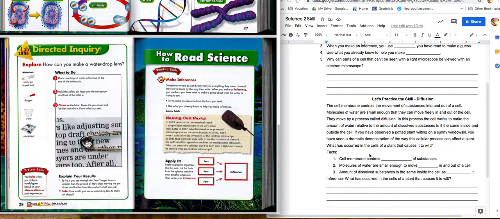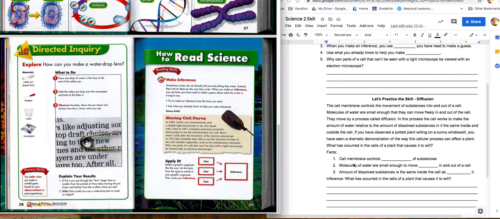Your job, hopefully you got those 3 filled in from my 3 sentences, is to answer this question. What has occurred in cells of a plant that causes it to wilt? So you're going down here now, and your assignment is to finish this little piece of paper question right here to answer what do you think is happening that is causing it to wilt. And just put your guess in 1 sentence in your own words.